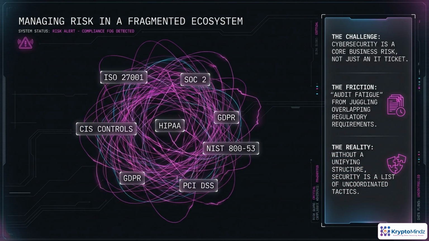Does your environment feel like this? ISO here, PCI there, GDPR somewhere else, all demanding proof at once? That's compliance fog. NIST CSF 2.0 is designed to cut through that and unify your security story into one coherent program.